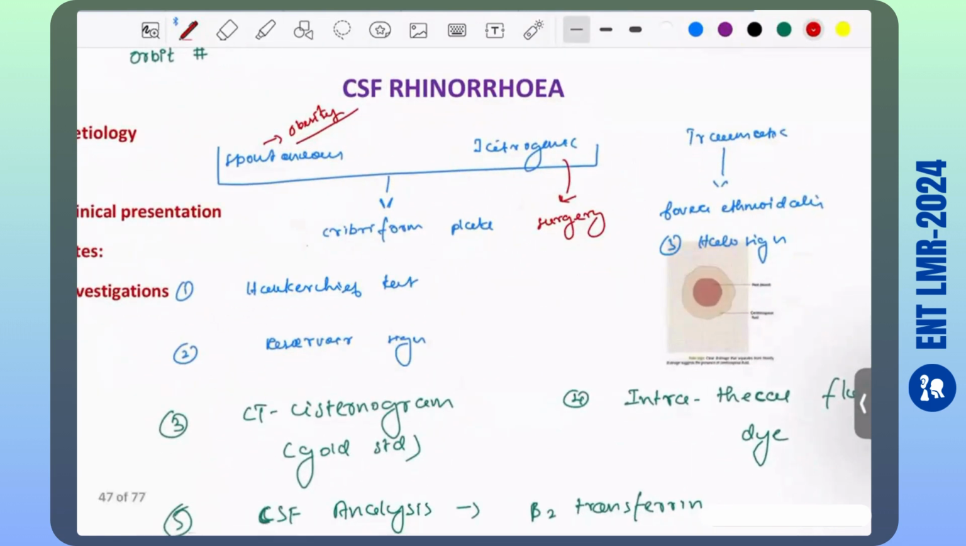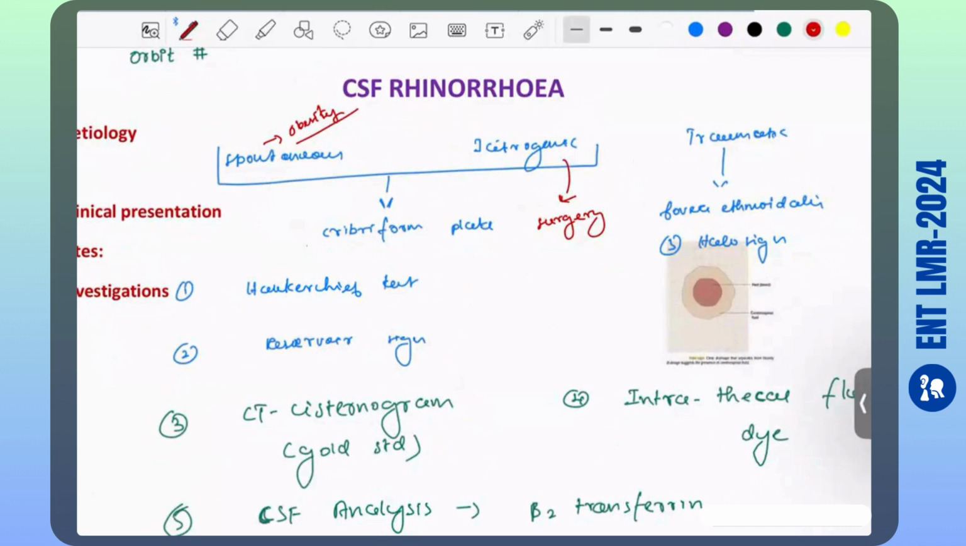The spontaneous and iatrogenic is happening at the cribriform plate of ethmoid. Very, very important. The cribriform plate of ethmoid is a very papery thin bone. It is getting involved in spontaneous and iatrogenic CSF rhinorrhea. Traumatic CSF rhinorrhea, a little bit specific we could see now, fovea ethmoidalis, which is also near the cribriform plate of ethmoid, but to be specific now, it is fovea ethmoidalis.